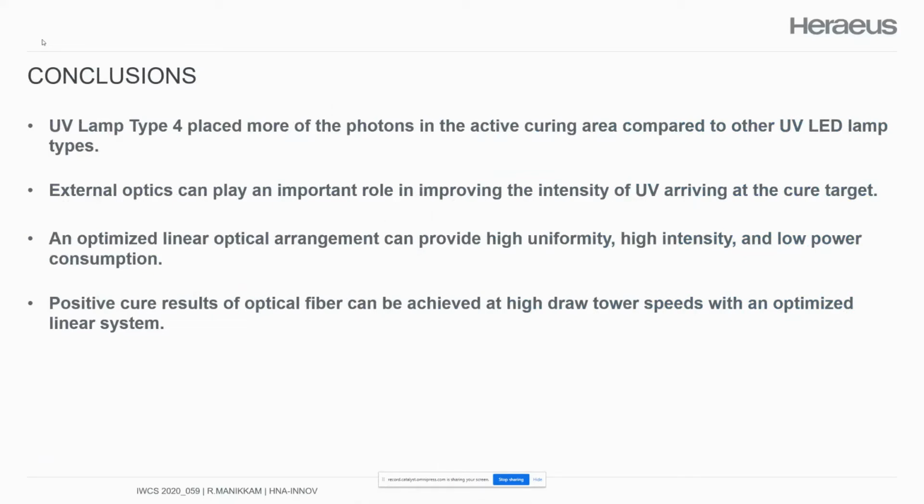External optics, like the reflectors, as shown in the simulation, can play an important role in improving the intensity of UV arriving at the cure target. An optimized linear optical arrangement can provide high uniformity, high intensity, and low power consumption. And positive cure results can be achieved by these types of linear optical arrangements, specifically even at high draw tower speeds, which is almost an extreme case situation.